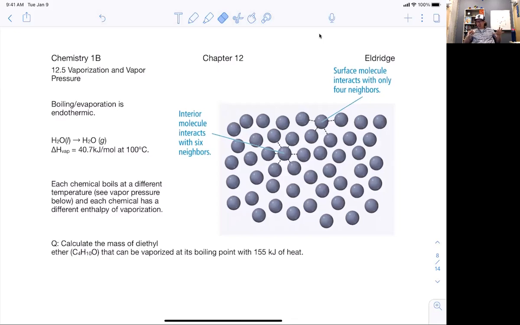But if it's in a closed container, those chemicals will keep evaporating until a certain pressure is reached, until that vapor pressure is reached. One thing that everybody's got to know that goes through a general chemistry course is that boiling / evaporation is endothermic.